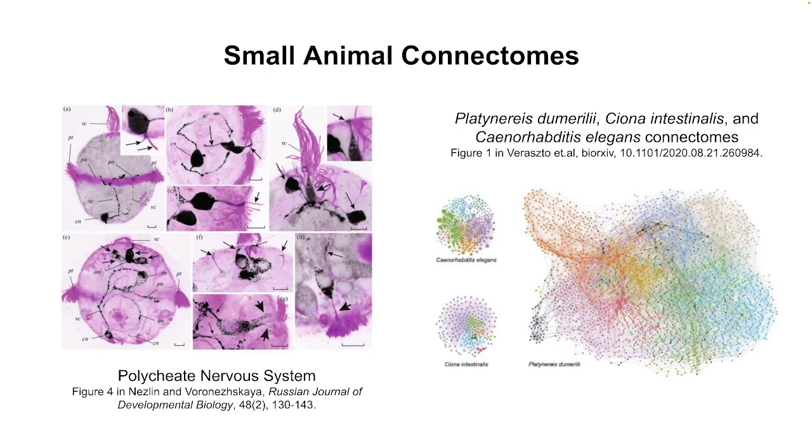These small animal connectomes are actually quite easy to work with. The reason I bring this slide up is because it's interesting the kind of data that's available. So in polychaetes, which are small worms, there are these very small nervous systems of under 100 neurons.